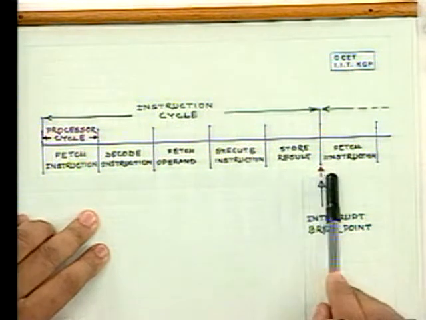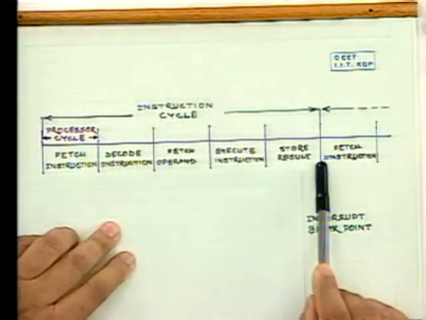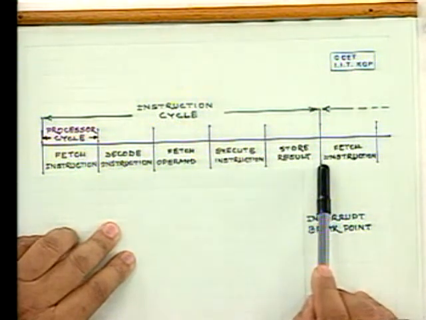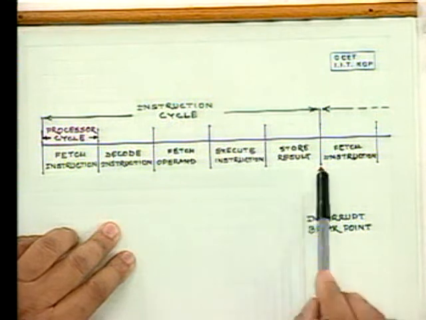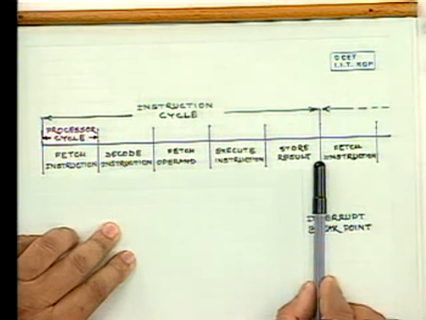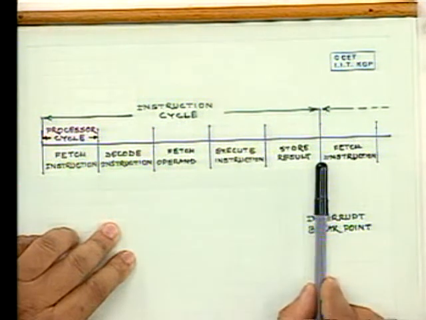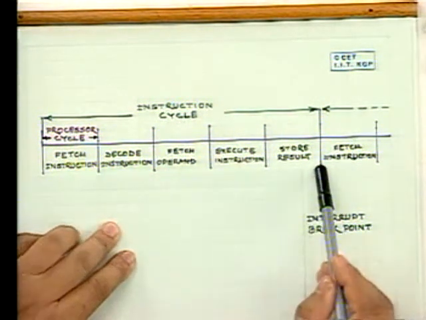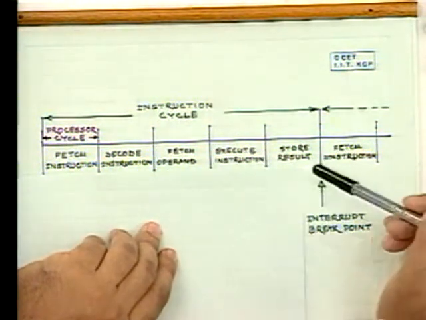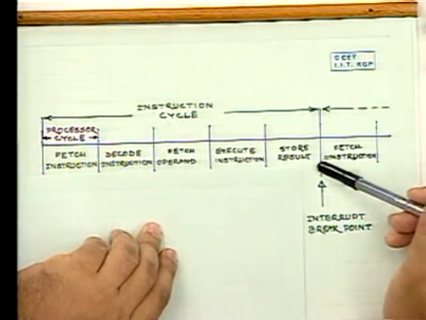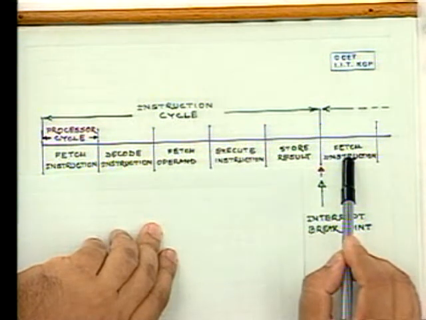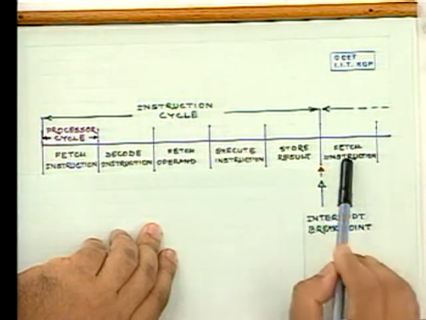And here is where the interrupt is accepted, if interrupt is enabled. That means this is the interrupt breakpoint where the interrupt is accepted, and from here the execution of instructions starts at the interrupt service routine. Therefore, after this the next fetch instruction is executed in that interrupt service routine.